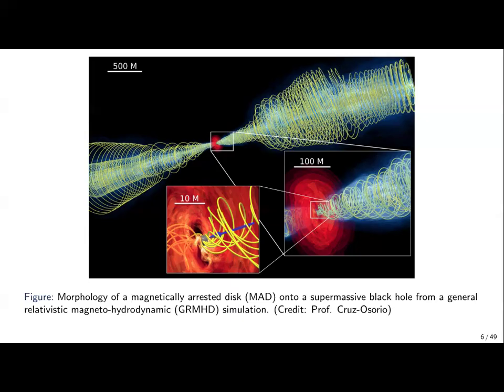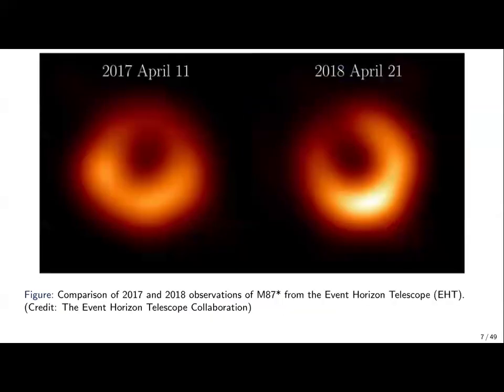So we see these flares, we see also the blob forming in the accretion disk. I'm going a bit too far, I'm sorry.